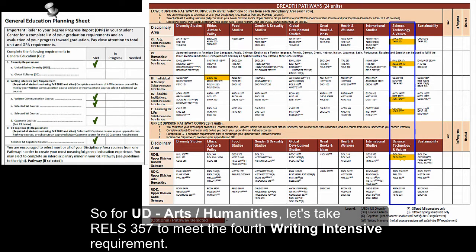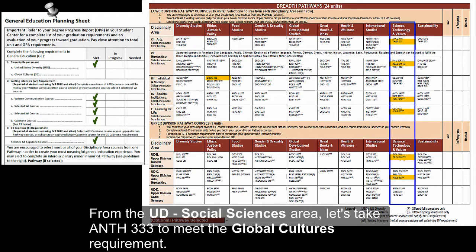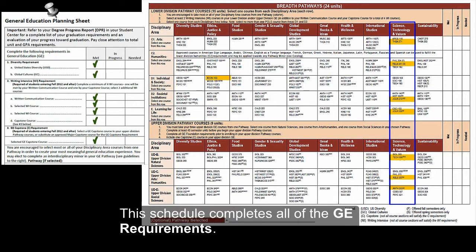So for upper division Arts and Humanities, let's take Religious Studies 357 to meet the fourth writing-intensive requirement. From the upper division Social Sciences area, let's take Anthropology 333 to meet the Global Cultures requirement. This schedule completes all of the GE requirements.